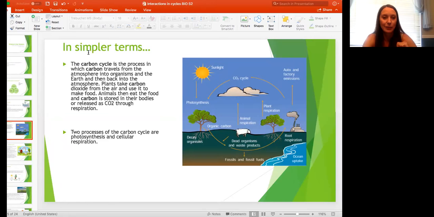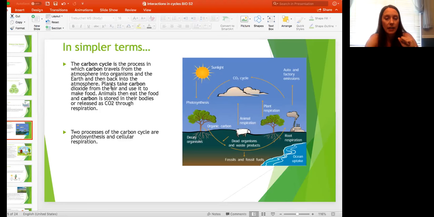In simpler terms, the carbon cycle is the process in which carbon travels from the atmosphere into organisms in the earth and then back into the atmosphere. So we're looking at kind of a cycle, like we talked about with the water cycle. How does carbon move through the earth? It can change and transform. It can be used up, or produce a waste product or a byproduct.